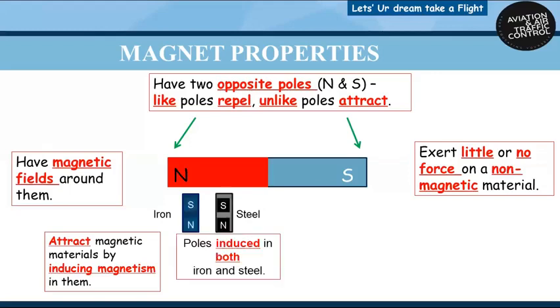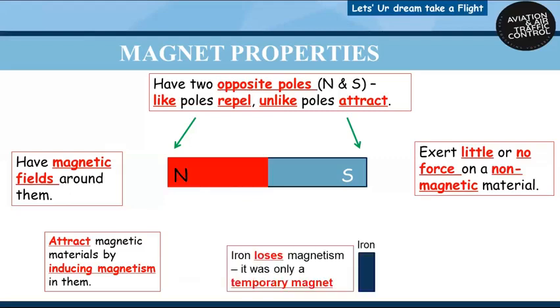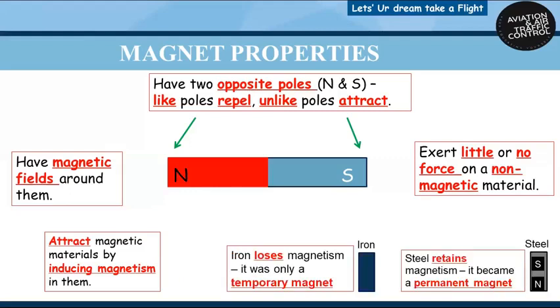When iron and steel bars are placed near the magnet, the magnet induces magnetism in the iron and steel bars. Poles are induced in the bars. When the magnet is removed, the iron loses its magnetism. It was only a temporary magnet. However, the steel bar retains magnetism. It became a permanent magnet.